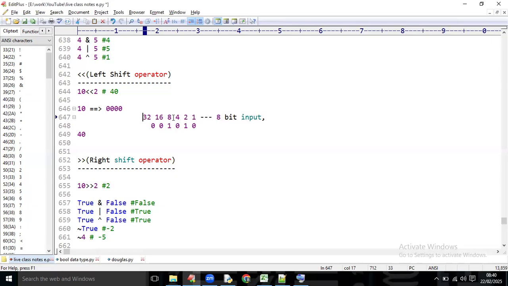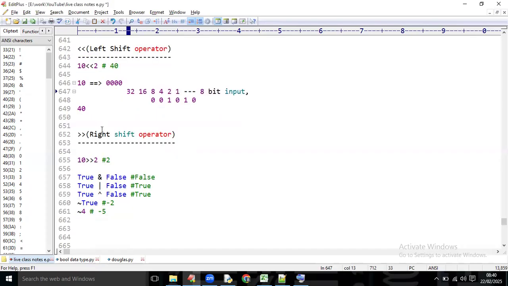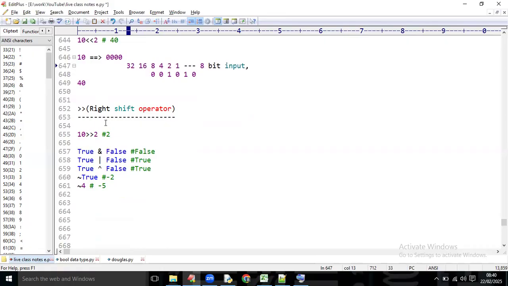Now we have to consider these values. 8 plus 2, 10, like that it will operate. But if you shift to the left side, then the values may change. And the right shift operator is also the same. We give the zeros on the right side, then the values move to the left side. Like that it will operate.